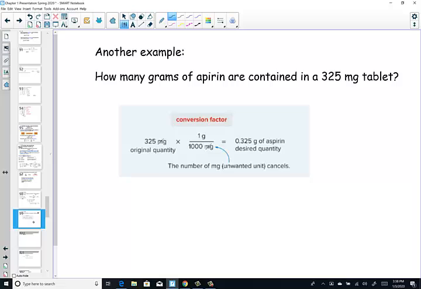So there we have it. 1 gram is the same as 1,000 milligrams. We ended up with 0.325 grams of aspirin, canceling the milligrams along the way.